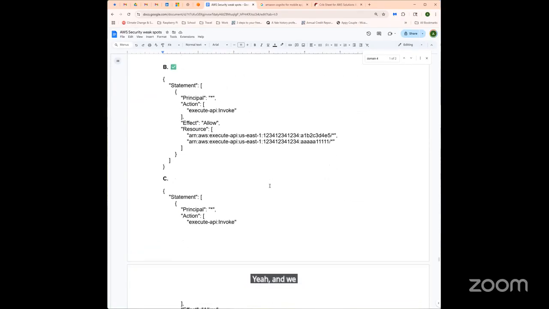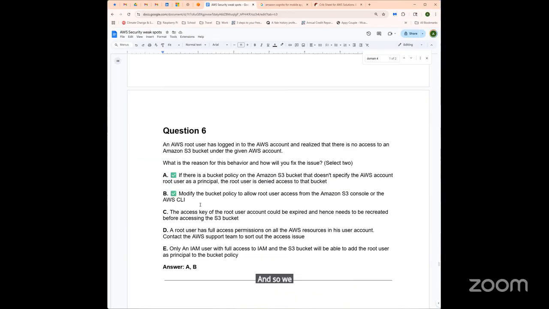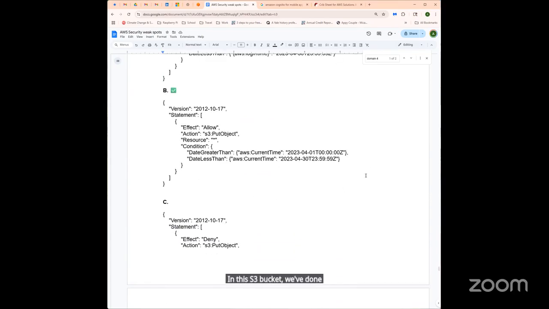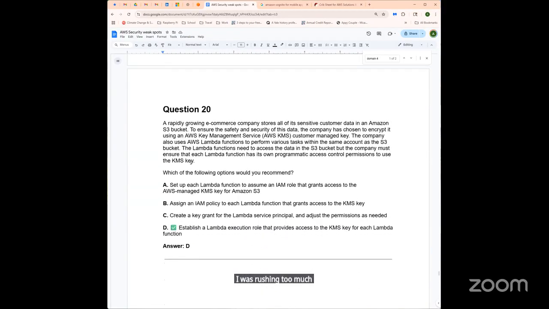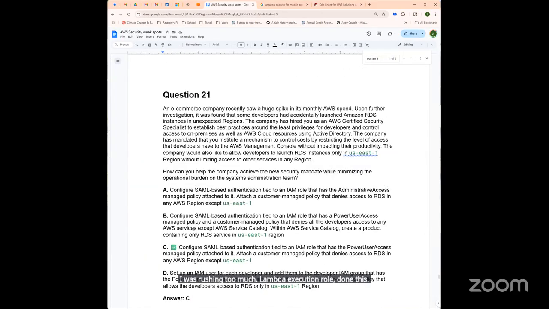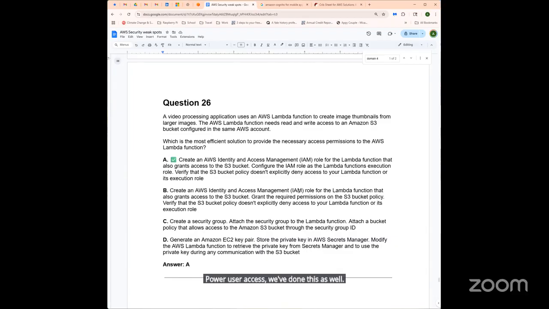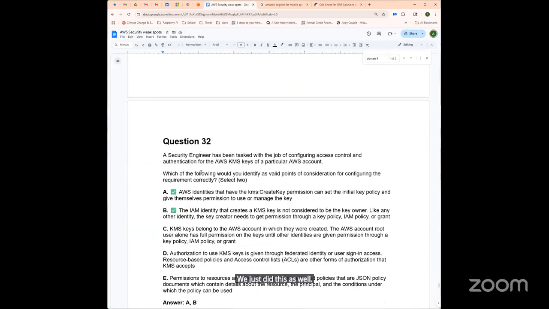Yeah, and we've done this for the specific API. And so we've done this as well. I think, why am I repeating so many of these? In this the S3 bucket, we've done this as well with the current time, right? The resource and put object and allow, done this. I was rushing too much. Lambda execution role, done this. Power user access, we've done this as well. IAM role for the Lambda function, grants access to the S3, we've done that. We just did this as well. We did the create key again.